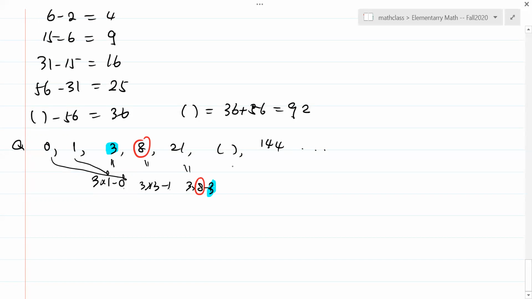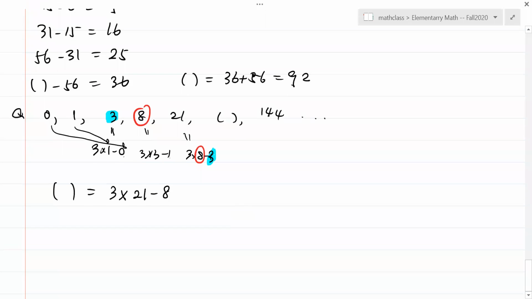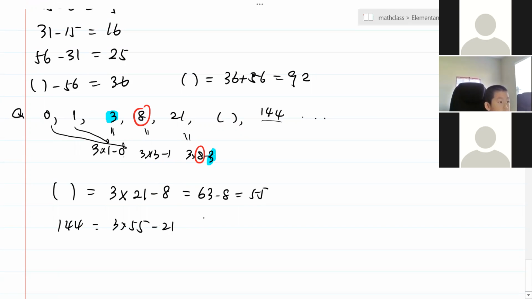So the next one should be equal to 3 times 21 minus 8, and you solve the problem. You can double check, and that is 55. And you double check how to get 144: 144 is 3 times 55 minus 21. It's indeed 144. I'm not going to talk about this problem anymore.